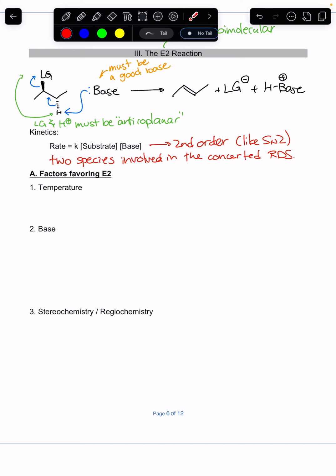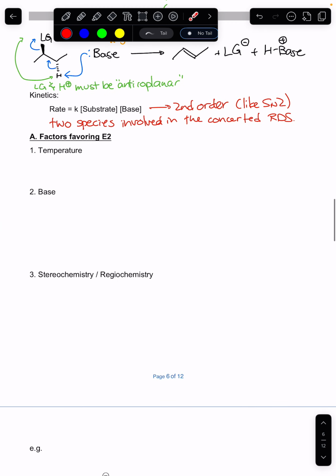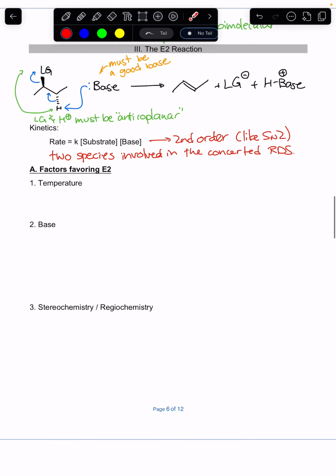Okay. Now, as you can imagine, a strong base, a good base, is often a good nucleophile. So this reaction tends to be in competition with SN2. Okay, so what are some factors that would favor the E2 reaction?